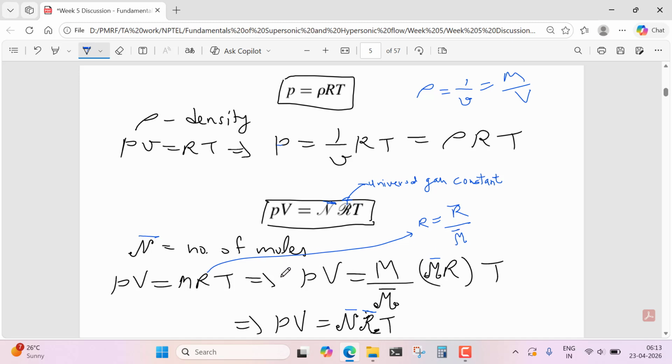So it will become m upon M bar, R into T. M bar R is what? R bar equal to M bar R. So we can write M bar R equal to R bar, and m upon M bar is what? The number of moles, because the number of moles is mass upon molecular weight. So we get PV equal to n bar R bar T.